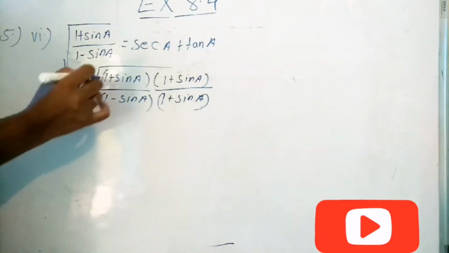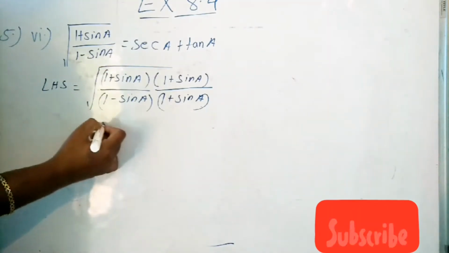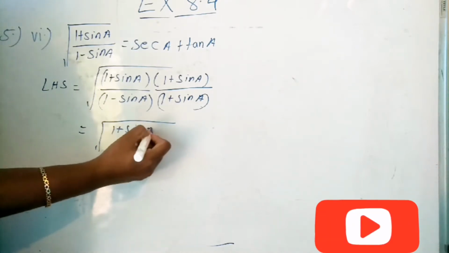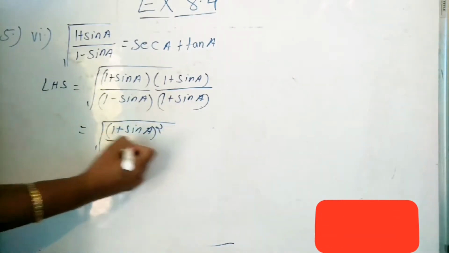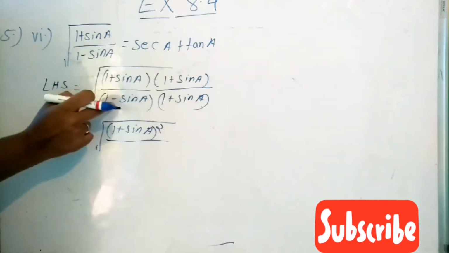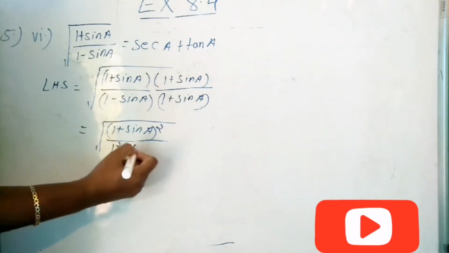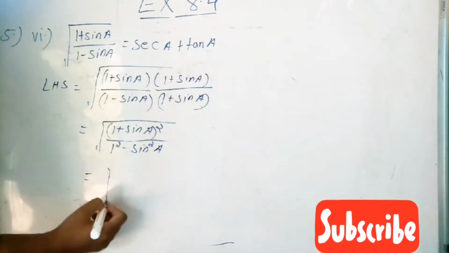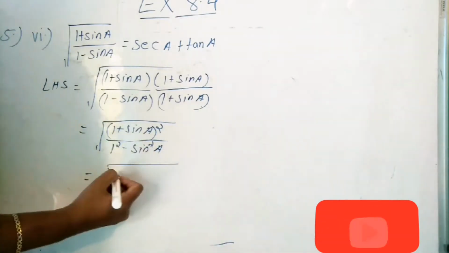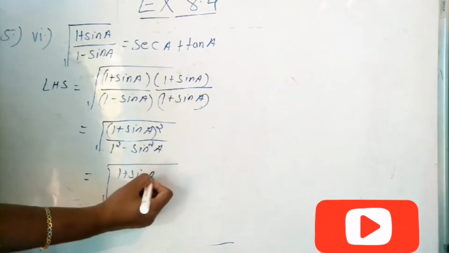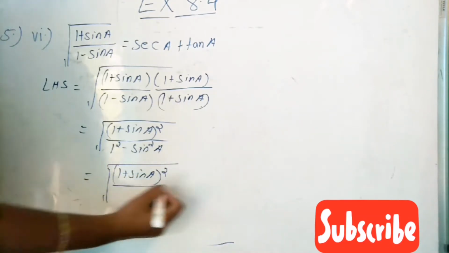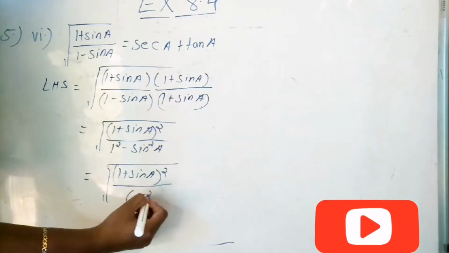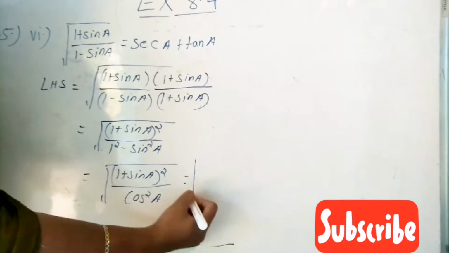Now in the numerator we will get (1 plus sine A) all square. And in the denominator this is of the form (A plus B) into (A minus B), which is A square minus B square. So this is equal to square root of (1 plus sine A) all square divided by, we know that 1 minus sine square A is cos square A.